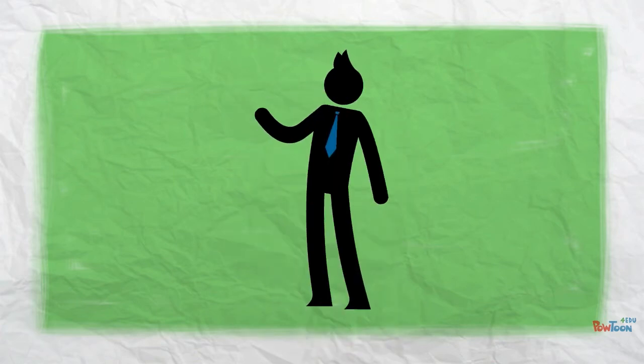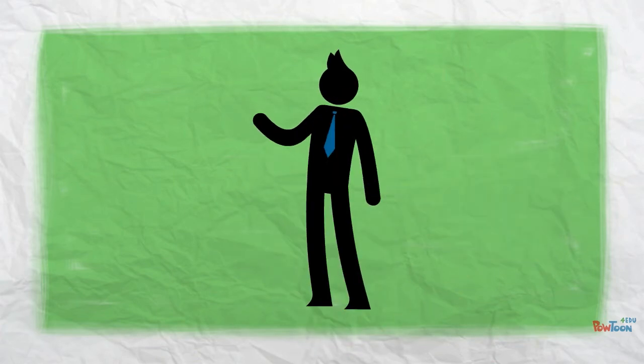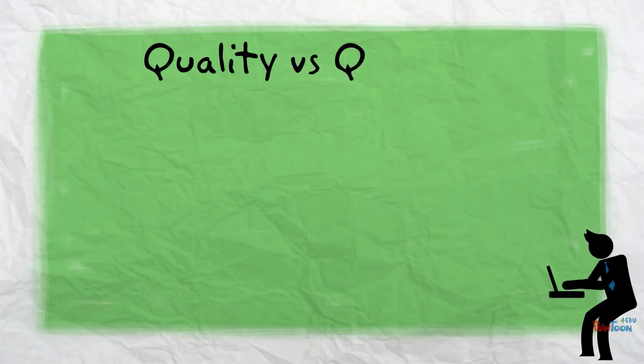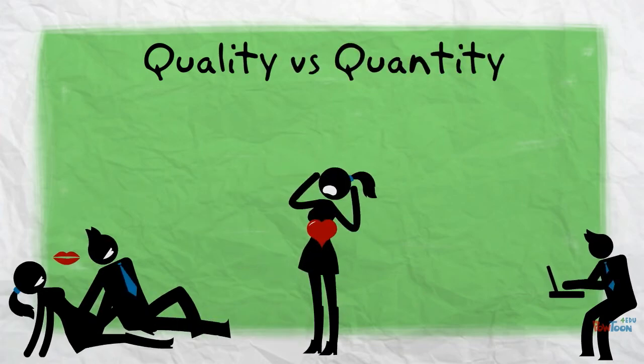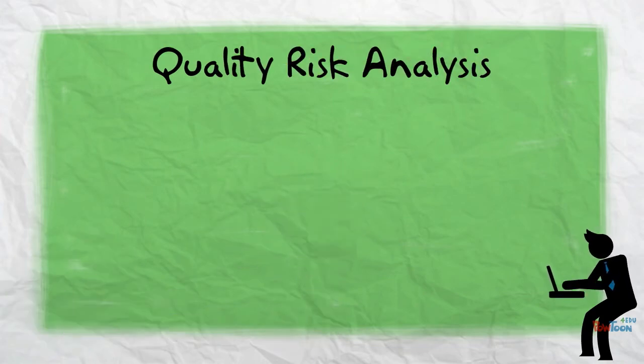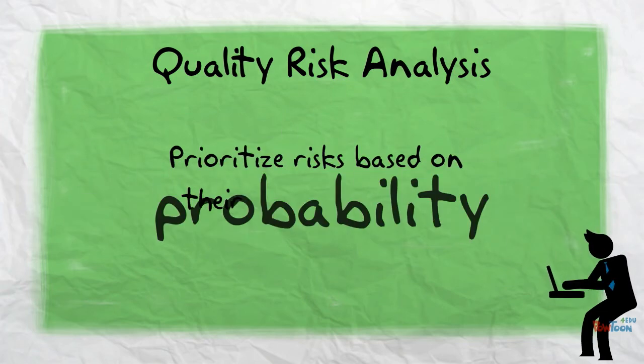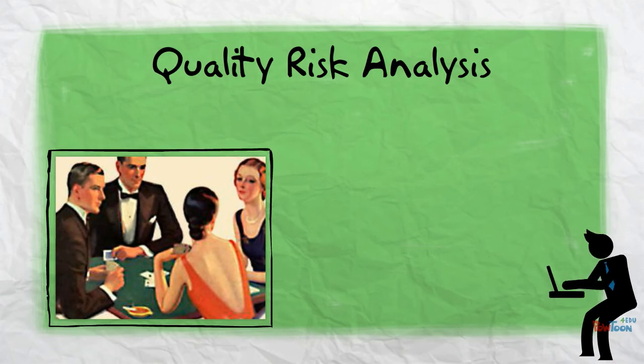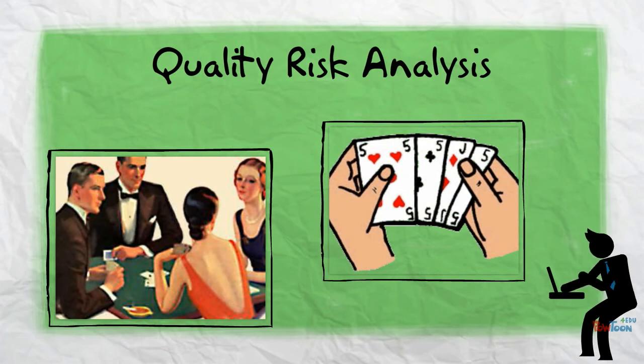Now that you know what risk management is and how to identify risks, you'll need to be able to analyze and categorize them as well. Don't worry, this will be a lot easier than you think. Quality versus quantity. And no, we're not talking about your most recent string of dates. Quality risk analysis prioritizes risk based on their probability and outcome. Think of this stage as counting cards in a game of poker. You're basing your decisions on a probability of the other player's hands.